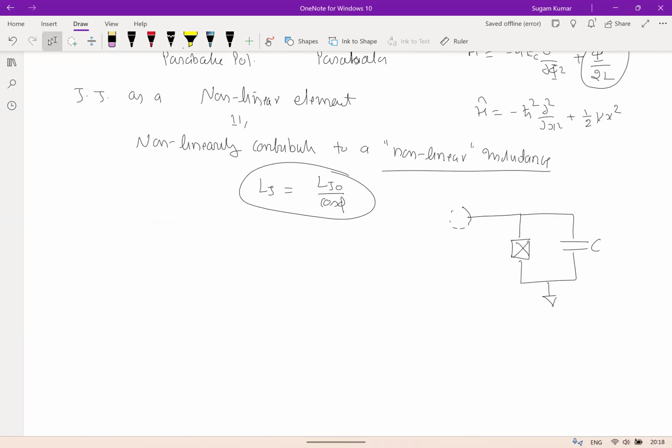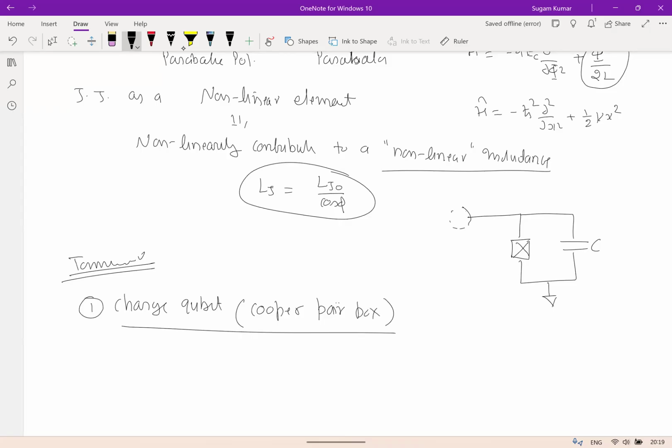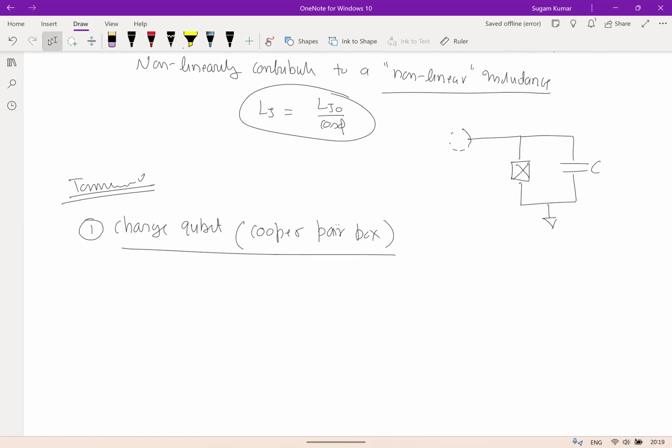Tomorrow, we can discuss the first one, called the charge qubit, also called the Cooper pair box. And of course tomorrow I will discuss the other types also: transmons, phase, and flux. All these three categories we will try to discuss, but more mathematics is involved.